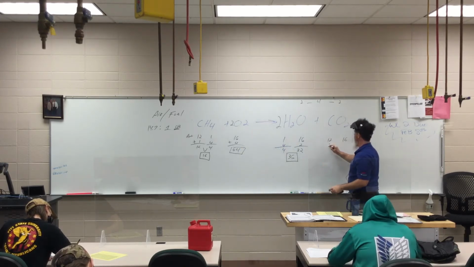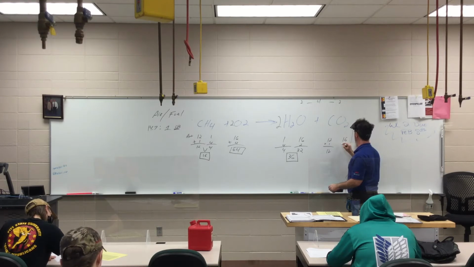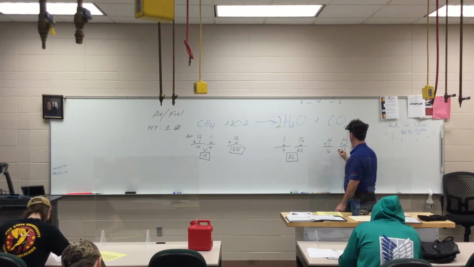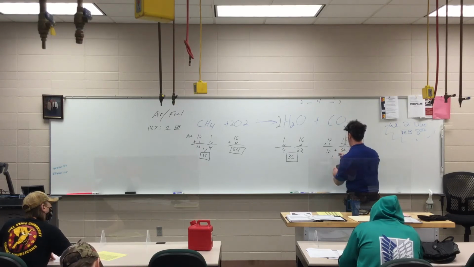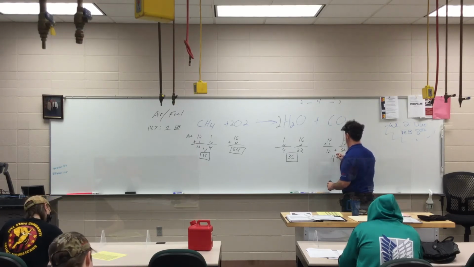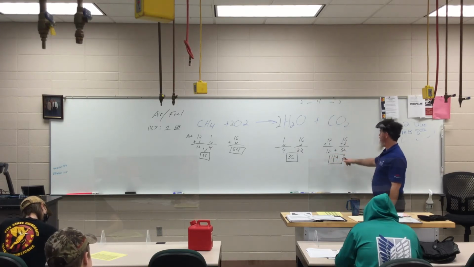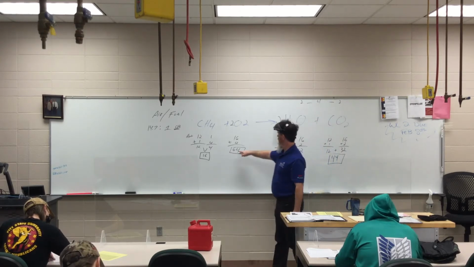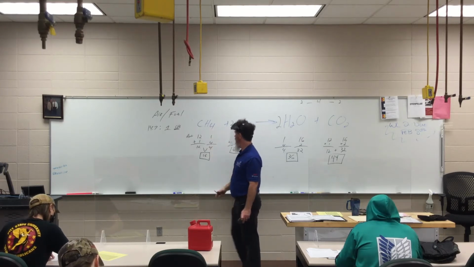Carbons I have is just 1, so that's 12. How many oxygens do I have? 2. 32 plus 12? Yep, that's right. 44. That's an important number. So I've got 44, 36 for my water, 64 for my oxygen, and 16 for my fuel going in.